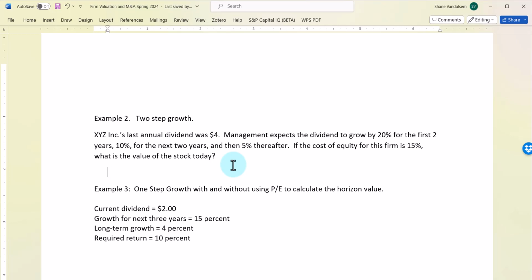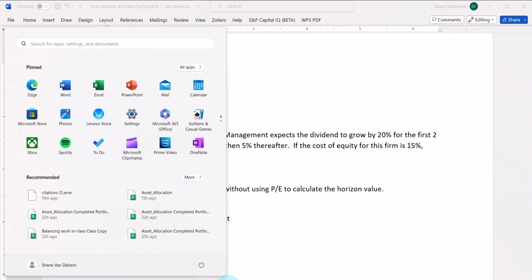Here it says XYZ's last annual dividend was $4, so our dividend at time 0 is $4. Management expects the dividend to grow by 20% for the first 2 years, 10% for the next 2 years, and then 5% thereafter. If the cost of equity for this firm is 15%, what is the value of the stock today? The cost of equity is the required rate of return for the stock.